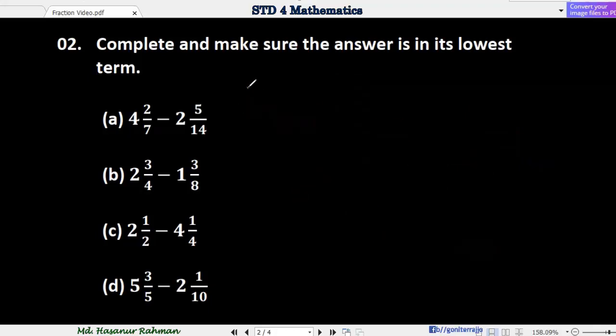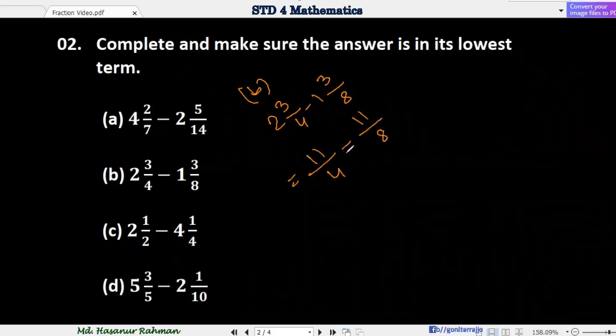Now number B. Number B says 2 whole 3 by 4 minus 1 whole 3 by 8. So how can we solve? Simple. First convert it into improper. So 4 twos are 8 plus 3, that is 11, minus 8 ones are 8 plus 3, that is also 11. Now we have to find out the LCM of 4 and 8, that is 8.